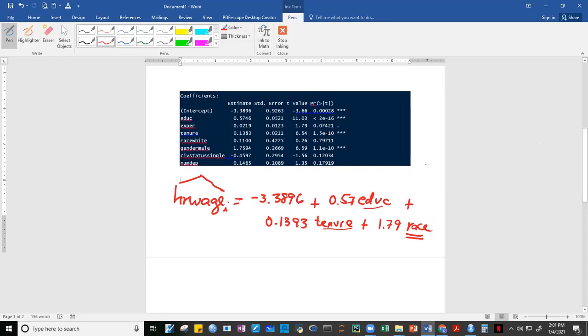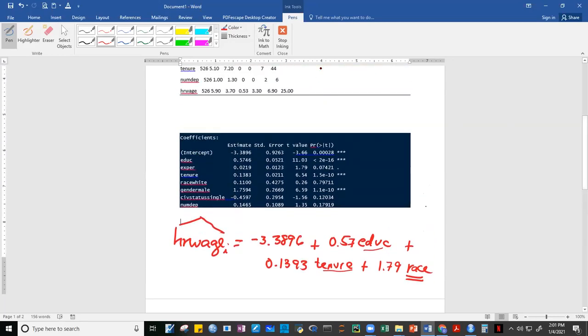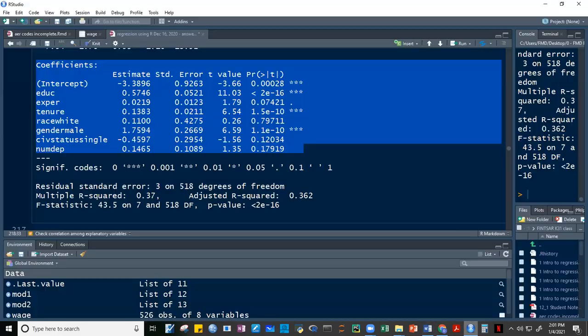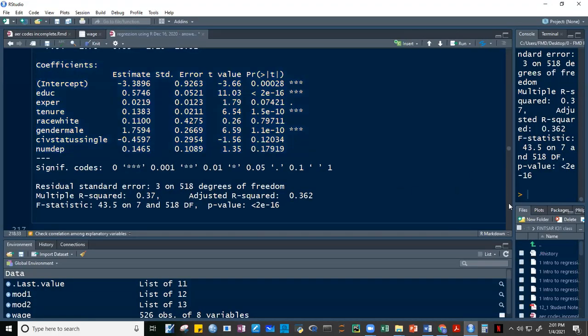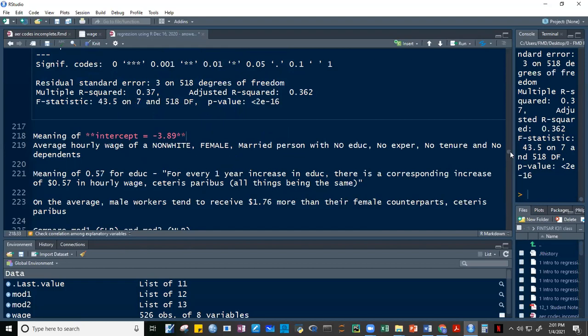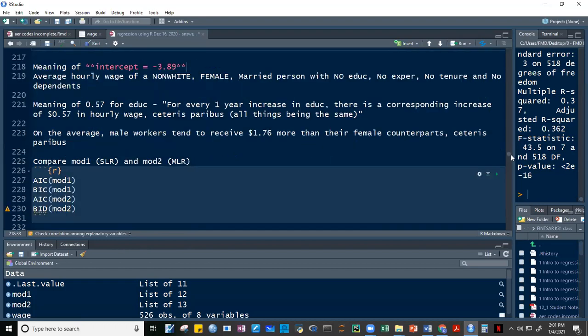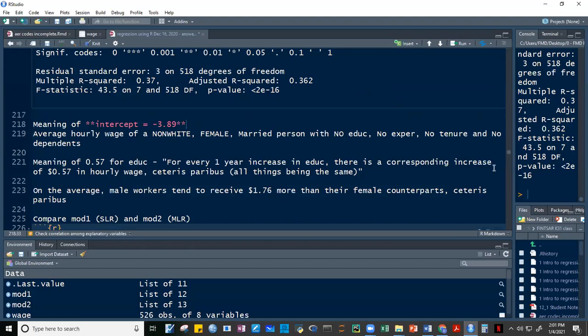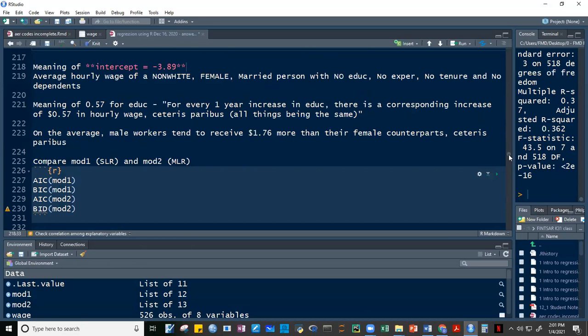We only have education, tenure, and race as our significant variables together with the intercept: 1, 2, 3. Di natin sinama si experience. So is this the final model, guys? Sabi natin hindi. Kaya dapat mag-stepwise regression tayo. Hindi siya pwedeng final model, kasi pag nag-stepwise regression tayo, it's possible na may mga insignificant variables na magiging significant.